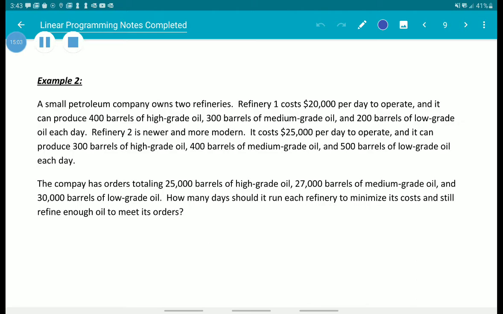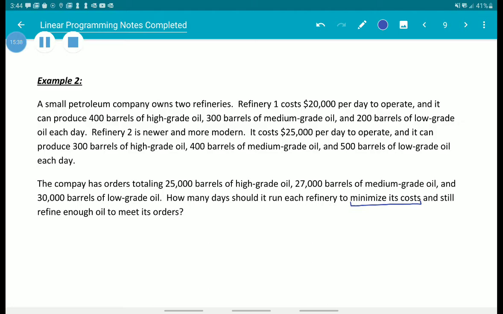So here what we're trying to do is minimize the cost. Now, we could run each refinery theoretically an infinite number of days. That doesn't make a whole lot of sense in the context of the problem, but we could run it 100 days or 200 days, but do we really need that much? How much do we have to run each? We want to minimize the cost for this company, but we want to produce the oil that we need in order to fill this order.